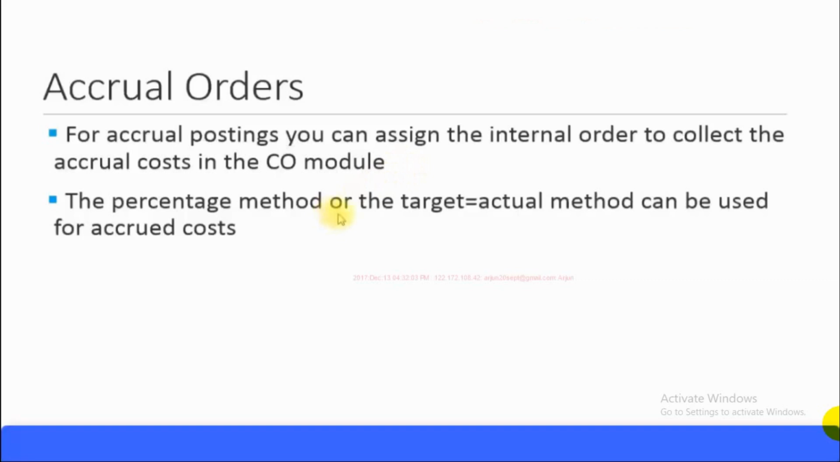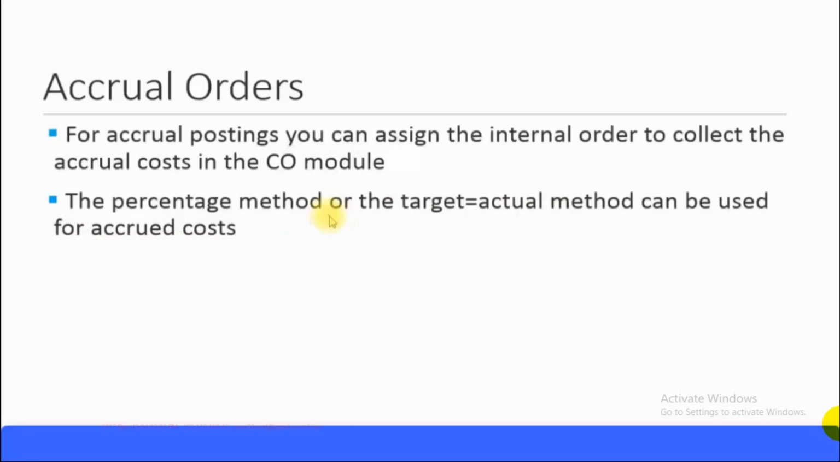So the percentage method is mostly just giving a percentage. Throughout the 12 months, I'm going to equally divide it: 100% divided by 12 comes to somewhere around 8 point something, and divide it equally like that. Or you can say, no, first month post 20%, next month post 10%, and next month post 5%, and so on. You can put your own percentage method.